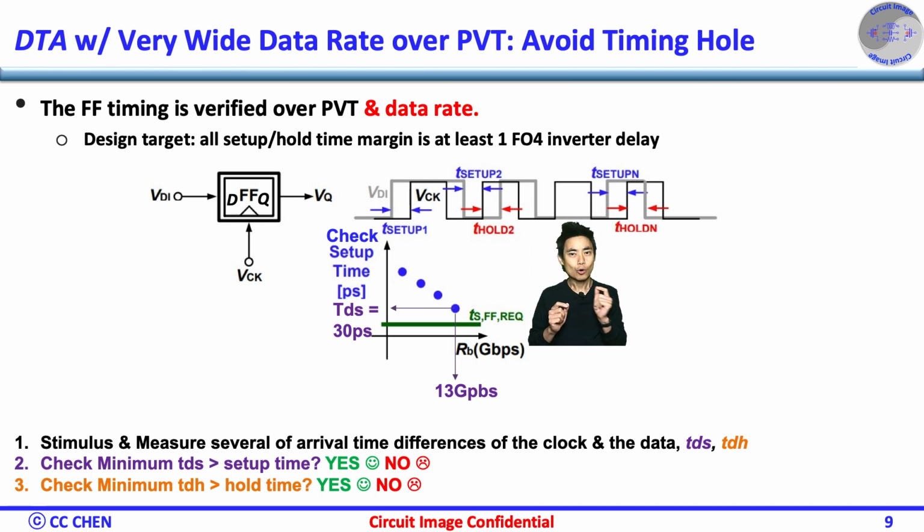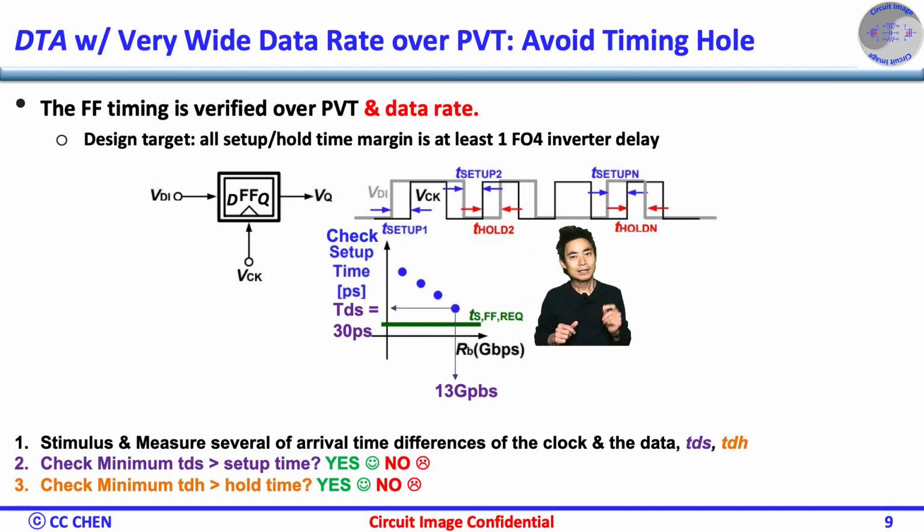Therefore, we must also verify the DTA over data rate at least in 1 gigabit per second steps to exclude the possibility of a timing hole, which we can not only avoid by well-defined timing closure, but also catch easily by the DTA over data rate.